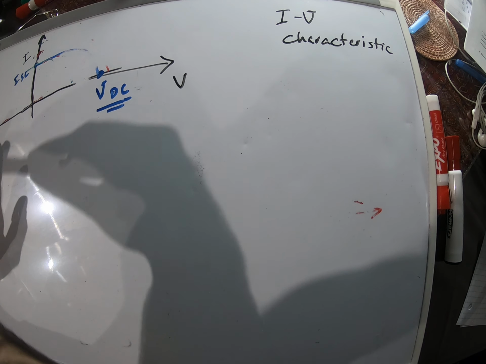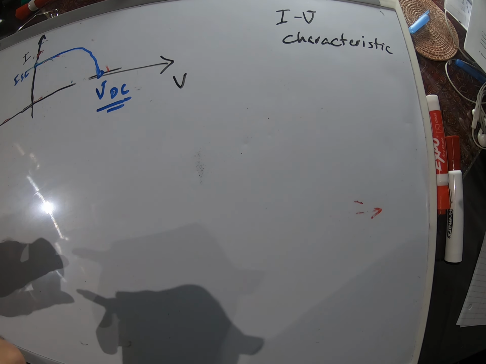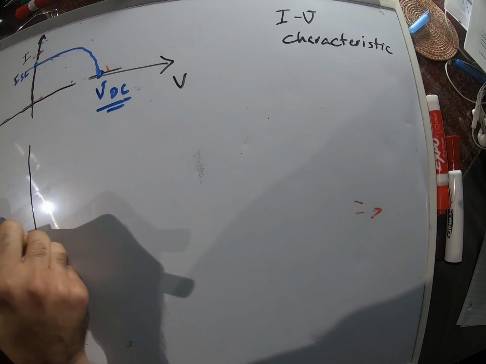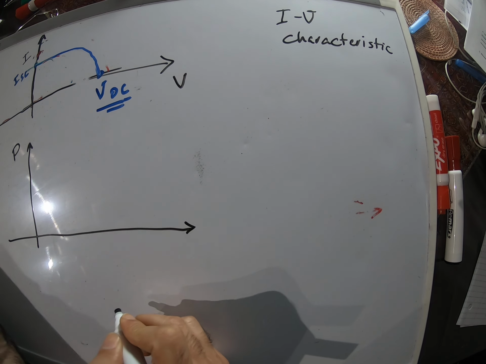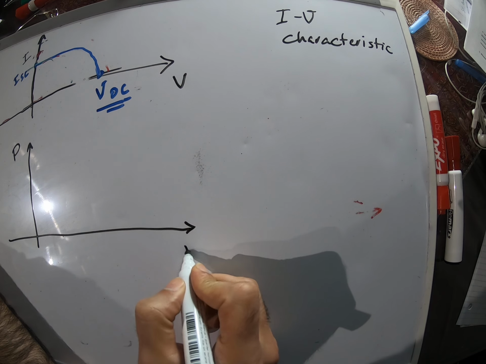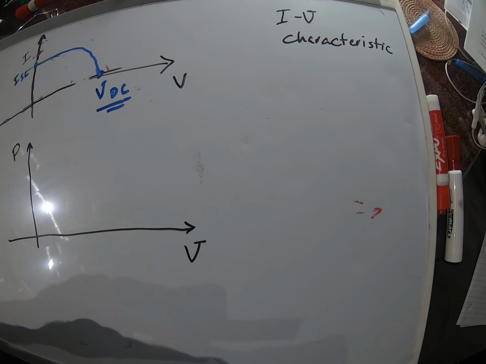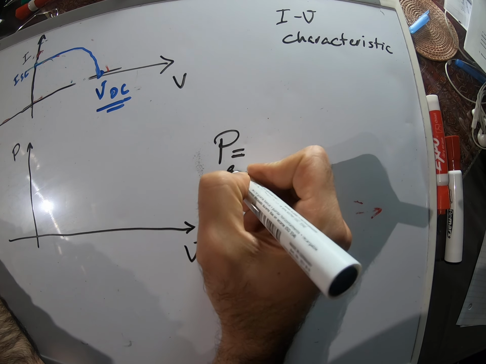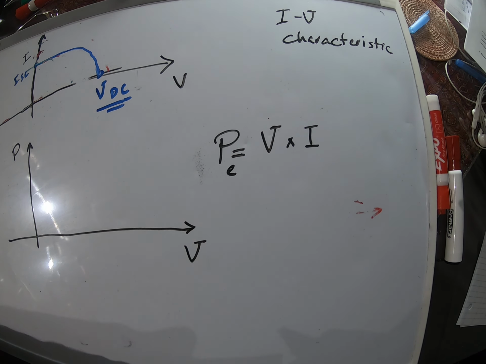So again, let's focus on the IV characteristic of a solar panel, and I want to draw the power generated by the solar panel with respect to its voltage. With respect to the voltage that it generates. What is the formula for power? Electric power, one formula that we have is V times I, right?